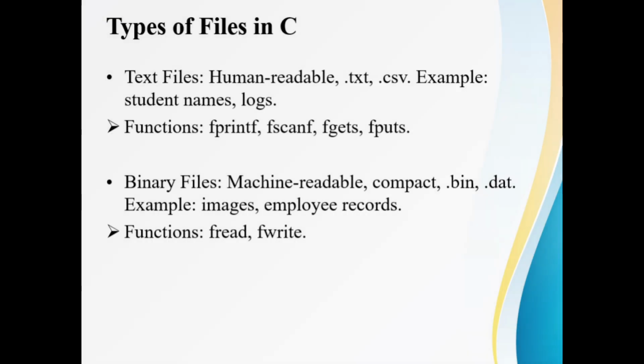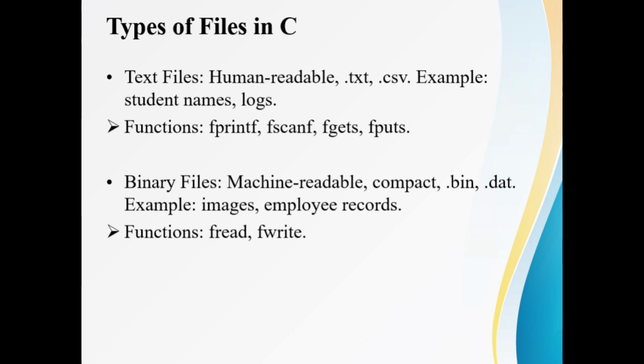And the next slide is what are all the types of files in C? There are mainly two types. First one is text file and another one is binary file. The text file stores the data in human readable characters. If you open a text file in Notepad, you can understand the content easily. They are ideal for storing things like student names, marks, logs, or configuration settings. For example, extensions like .txt files, .csv files, like that.